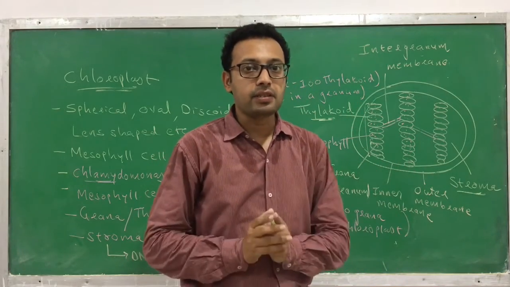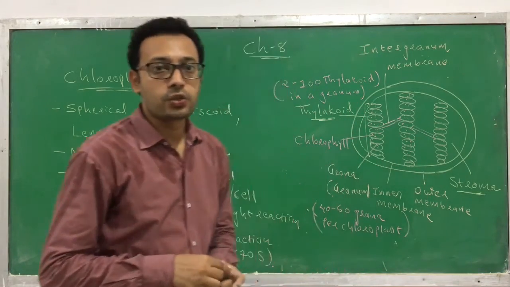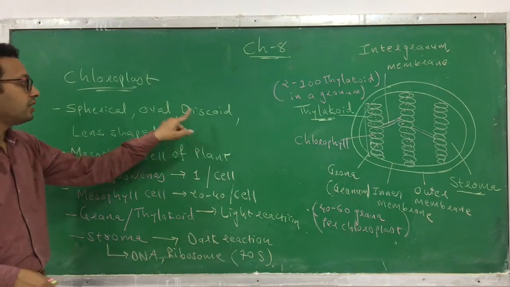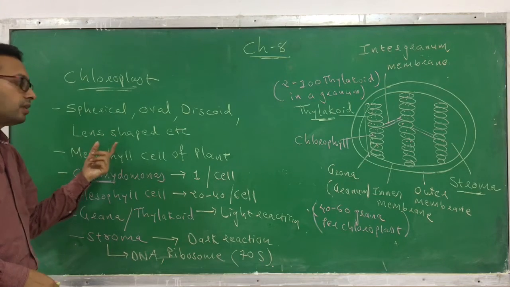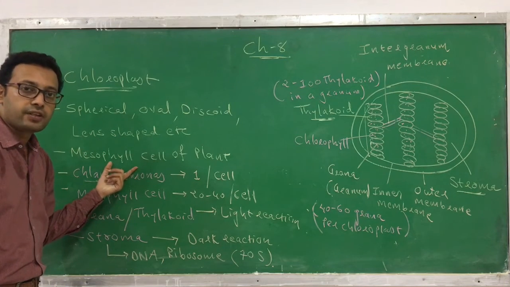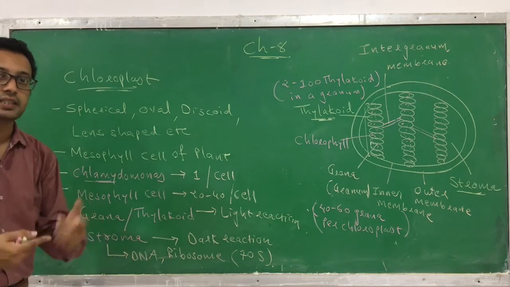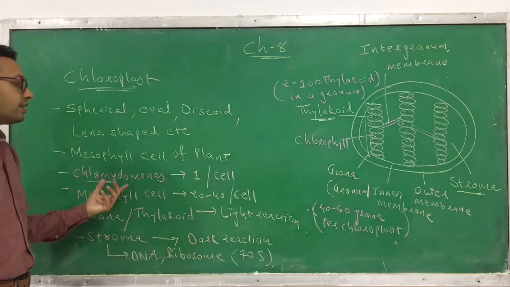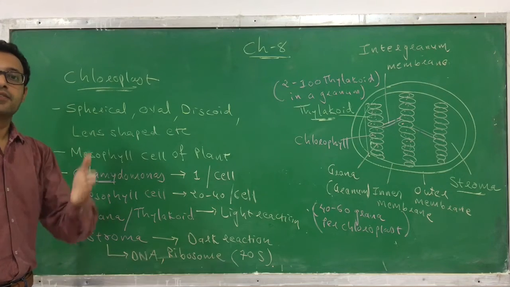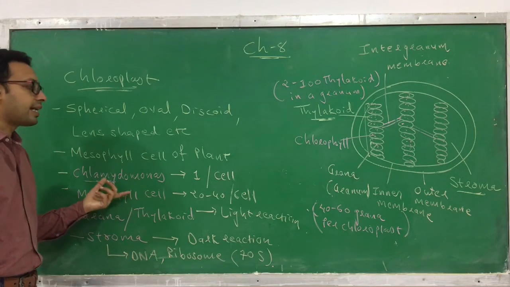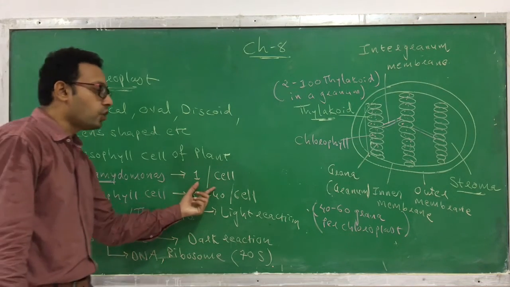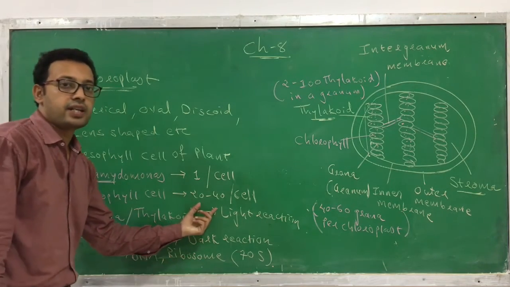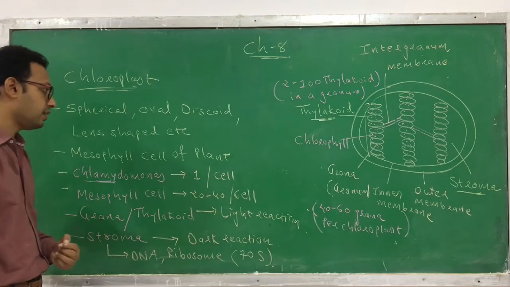I again repeat the whole chloroplast, so you can know that the chloroplast is spherical, oval, discoid, or lens shaped. Usually it is found in the mesophyll of a cell. Students, make a sentence like this: the number of chloroplasts varies from cell to cell. Like Chlamydomonas contains 1 chloroplast per cell. A mesophyll cell contains 20 to 40 chloroplasts per cell.